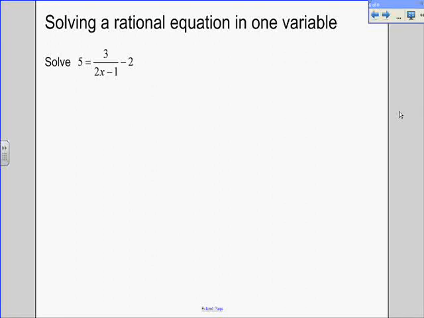So now we need to get a good idea of how we solve a rational equation in one variable. So how do we solve for x if our x is on the bottom of a fraction? The very first thing I'm going to do is isolate my fraction here. So I'm going to add a 2 on both sides so that my fraction is isolated.